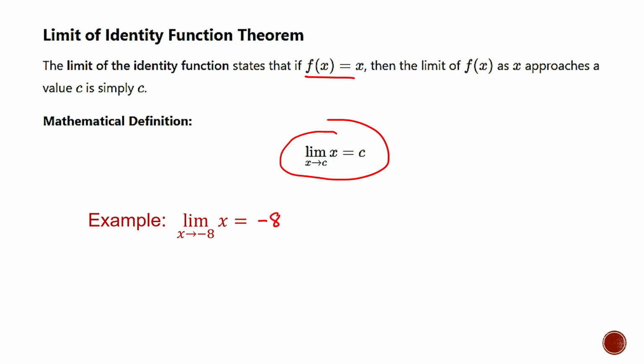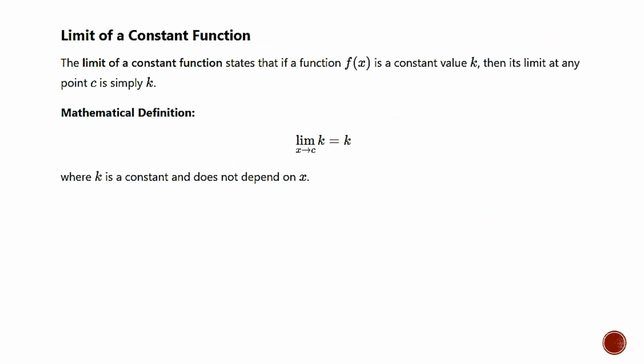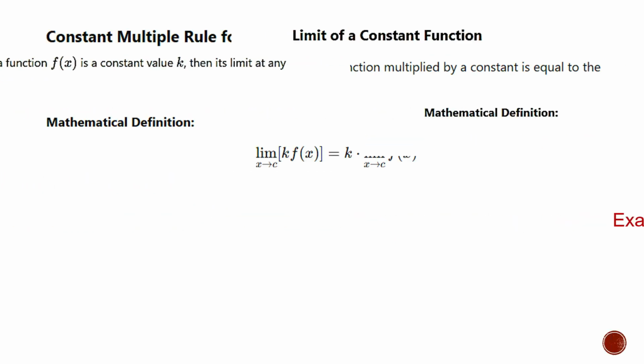Right. Let's go to the second theorem. We call this the limit of a constant function, and here it states that if a function f of x is a constant value k, then its limit at any point c is simply that k, where k is a constant and does not depend on x. So for example, here the limit of 14 as x approaches 5 will just be equal to that number 14. Easy, right?